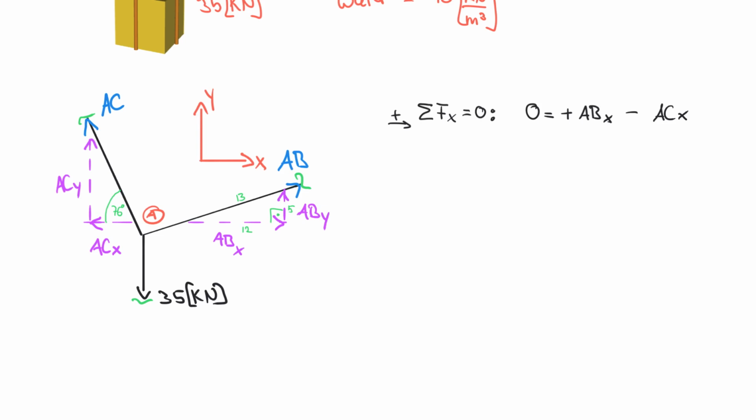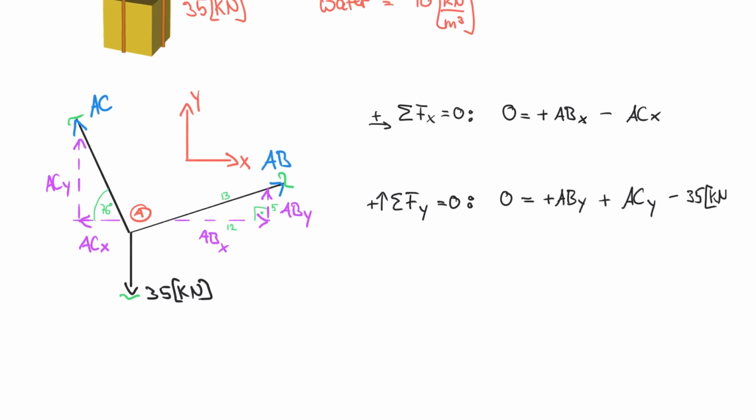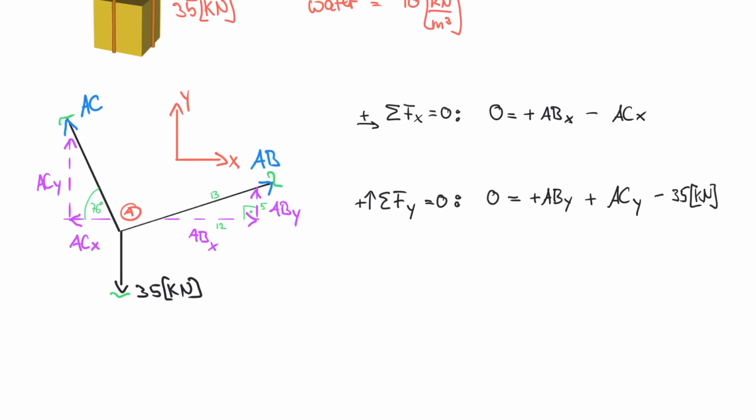So I can move on to my next equation, which is the sum of the forces in the y direction being equal to 0. And that is upwards positive. And therefore we have plus ABY plus ACY and minus 35 kilonewton. And that is technically Newton's third law, and it is already complete.